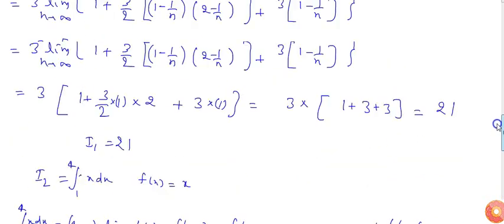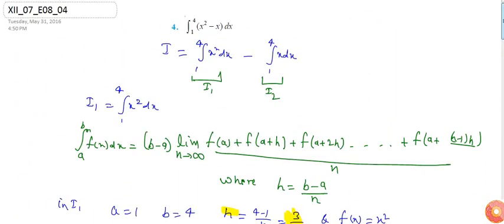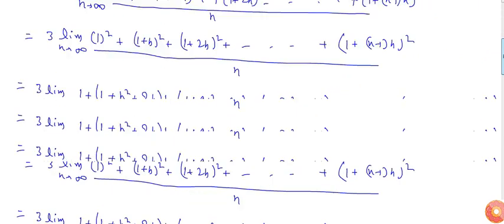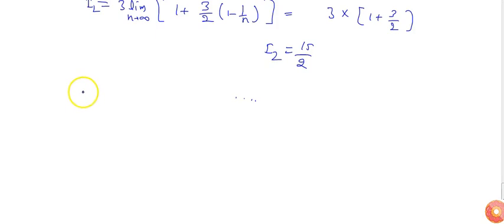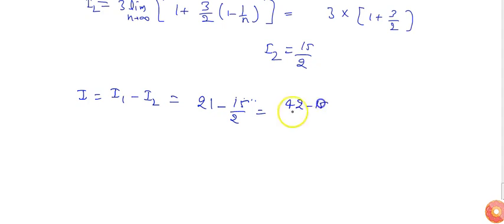So in the question our I is I1 minus I2, so I equals to I1 minus I2. I1 is 21 and I2 is 15 by 2, so we will get 42 minus 15 by 2, which is 27 by 2. So this will be our final answer.